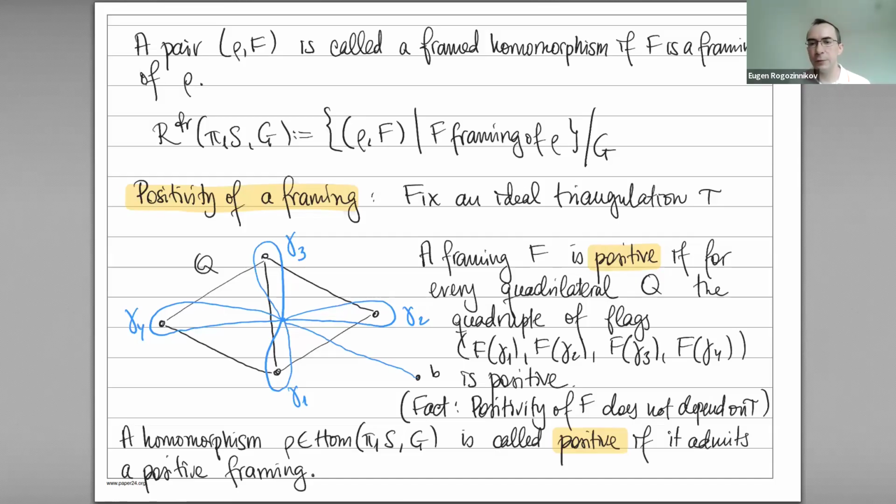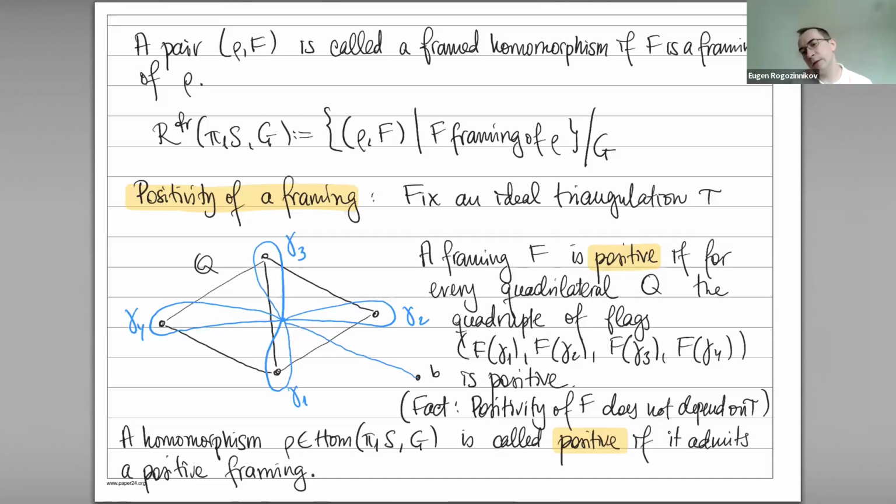And then we say that the framing is positive if for every quadrilateral, you can define a quadruple of peripheral elements of the fundamental group. Then our framing gives us four flags in the flag variety. And then we say that the framing is positive if for every quadrilateral, this quadruple of flags is positive in the sense we have seen before.